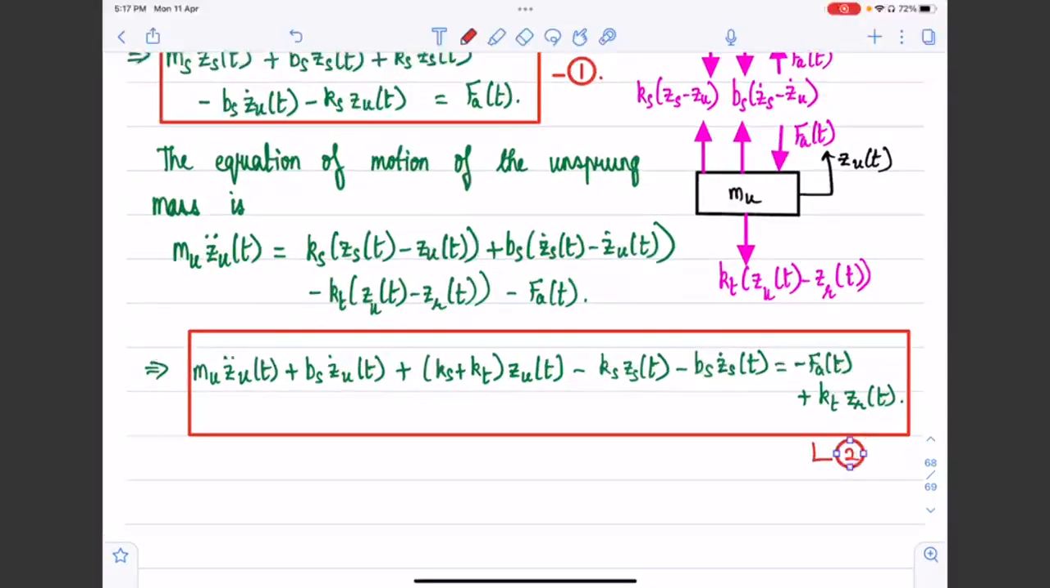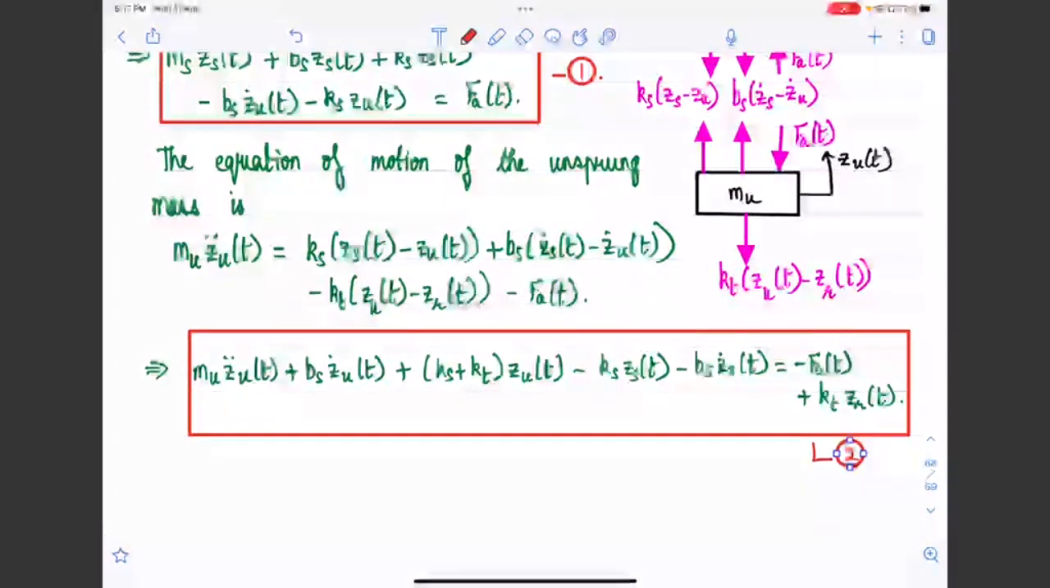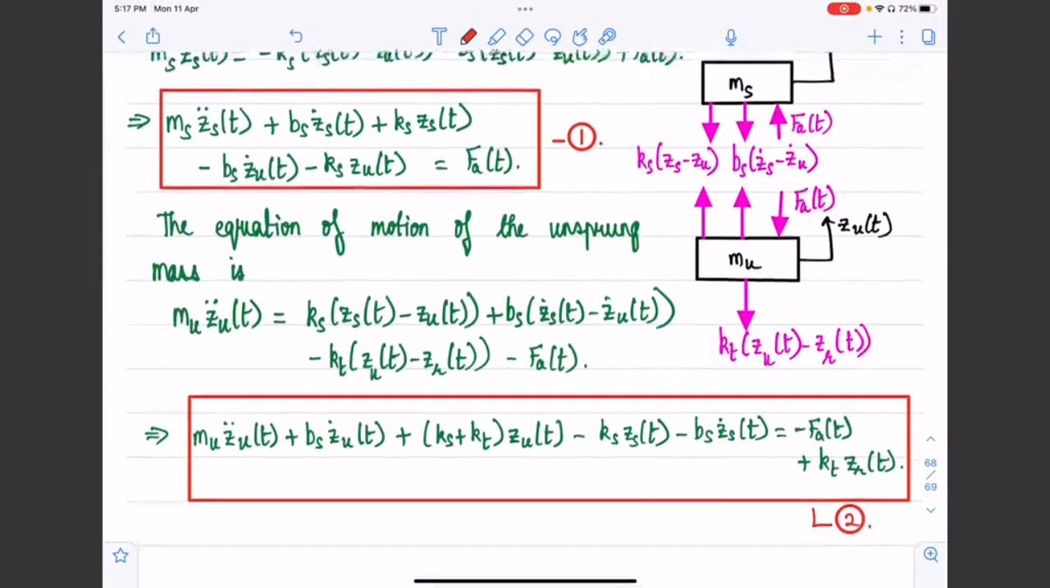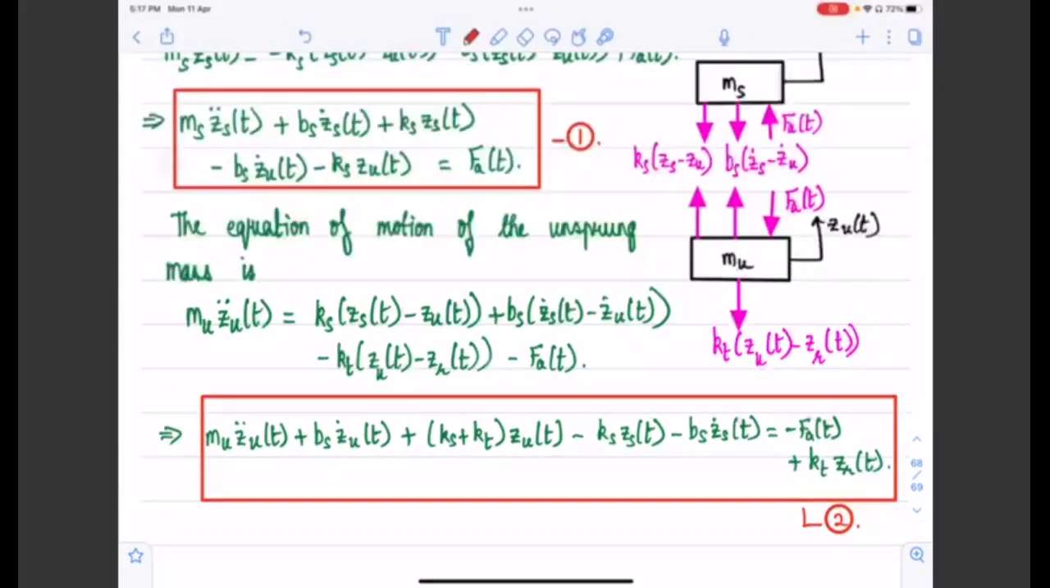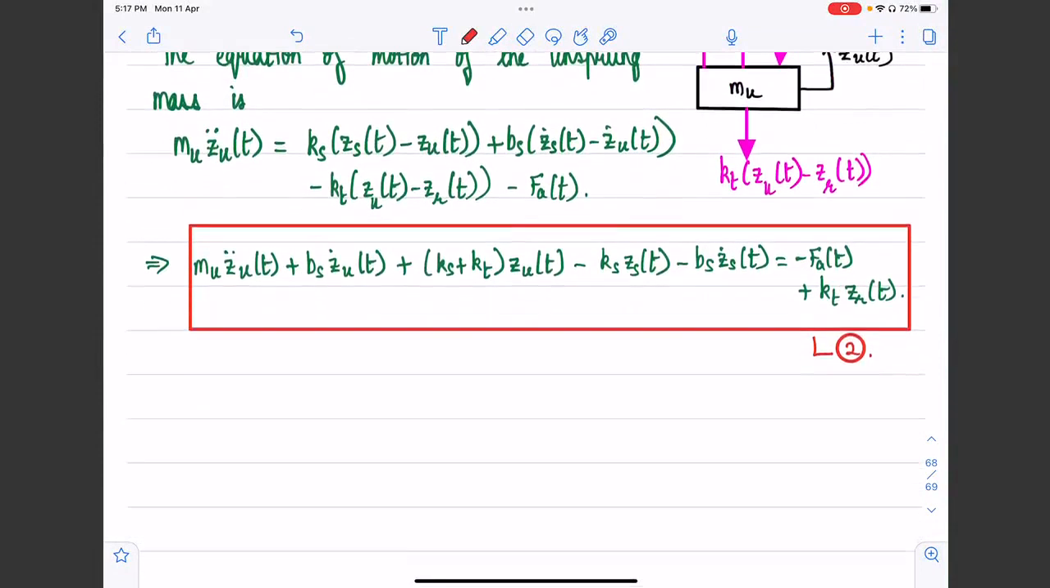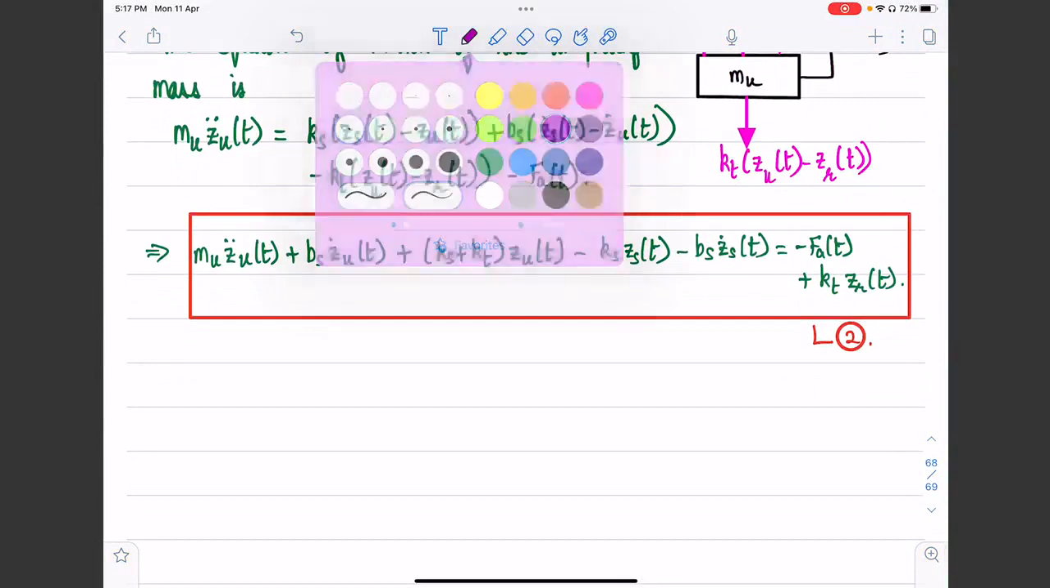Now, what we are going to do is the following. We are going to collate equations 1 and 2 and then represent them as a vector ODE. Please note that both equations 1 and 2 are two separate second order linear ordinary differential equations. What we are going to do now is combine them as a vector second order linear ODE. So let's see how we can do that.